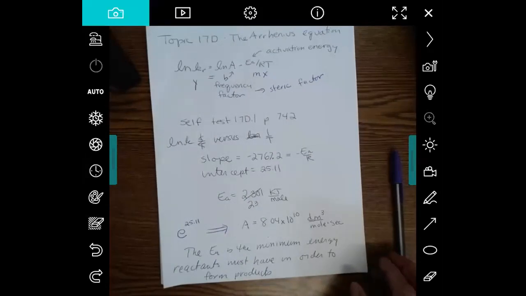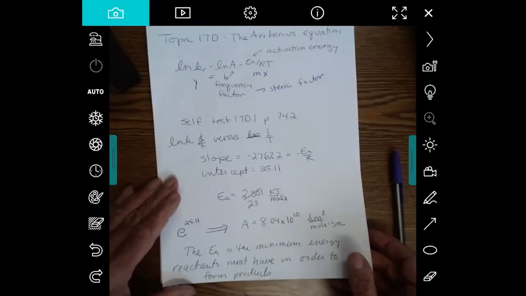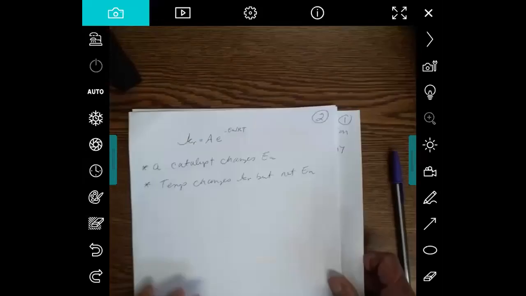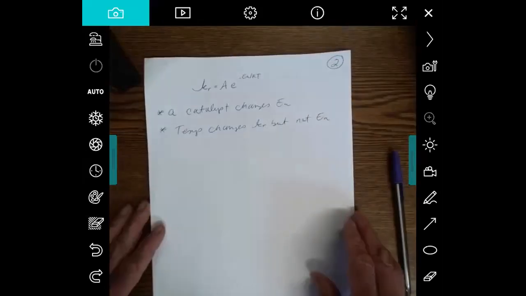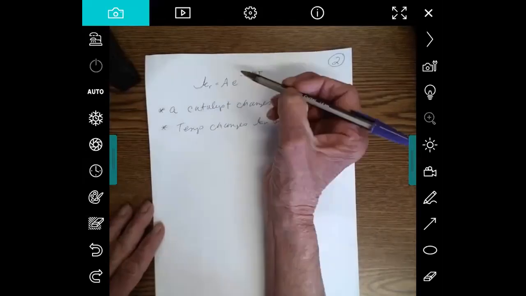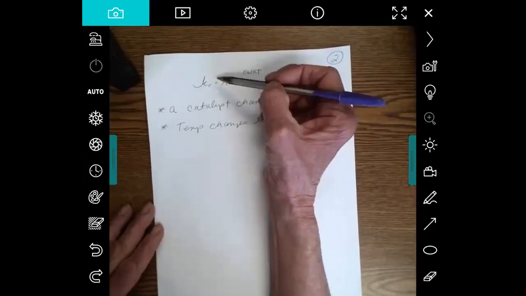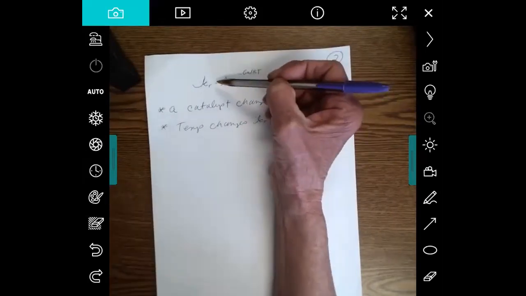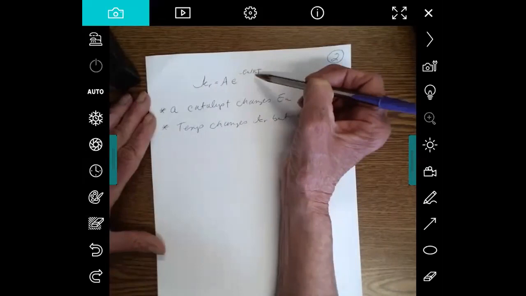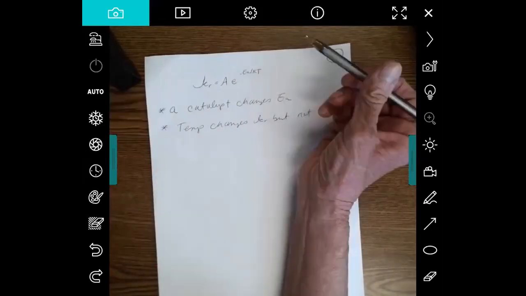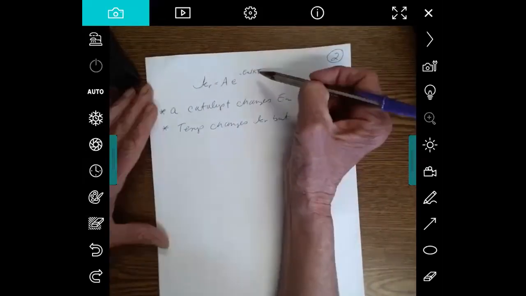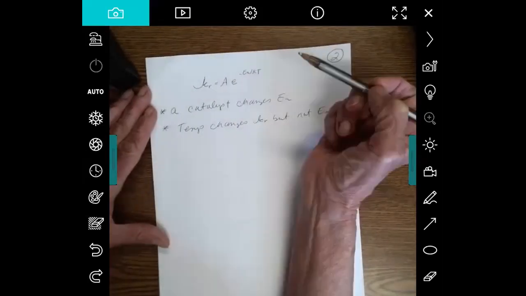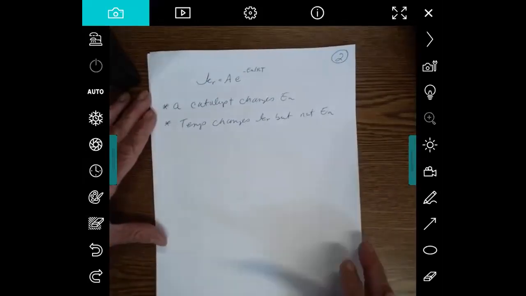The EA and the A are called the Arrhenius parameters, and the EA is the minimum energy reactants must have in order to form products. You can just rearrange that, raise e to both sides, so that you can also see the relationship is an exponential relationship with the activation energy. So the rate constant equals A times e to the minus EA over RT. And we'll see in a later chapter that this exponential factor really comes from Boltzmann's distribution.